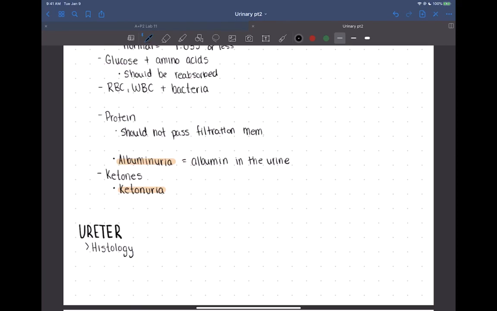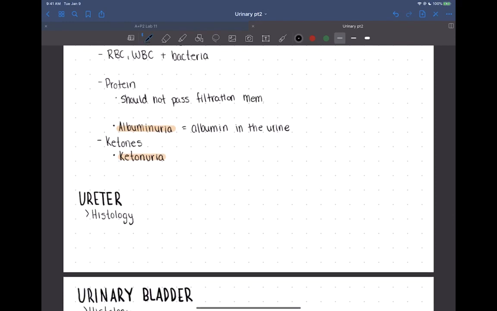Okay, and then lastly, one of the other things you can detect in urine is ketones. And so ketonuria is just ketones in the urine.